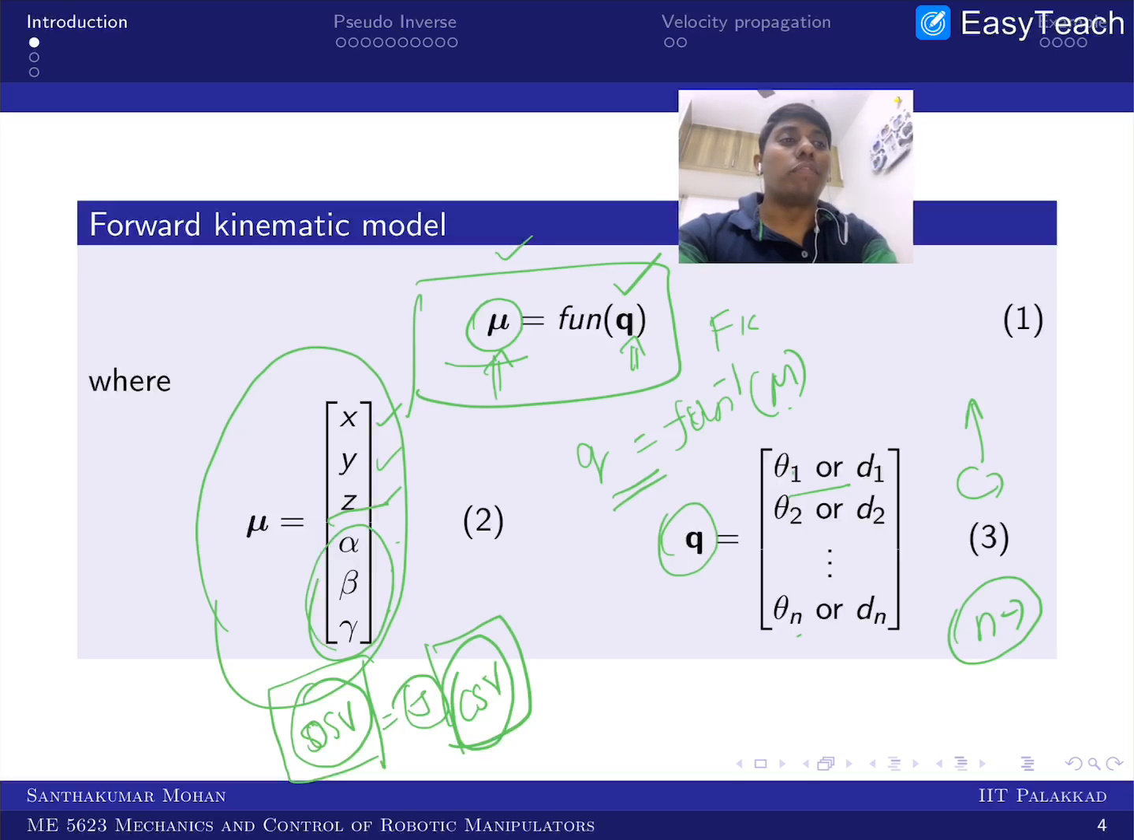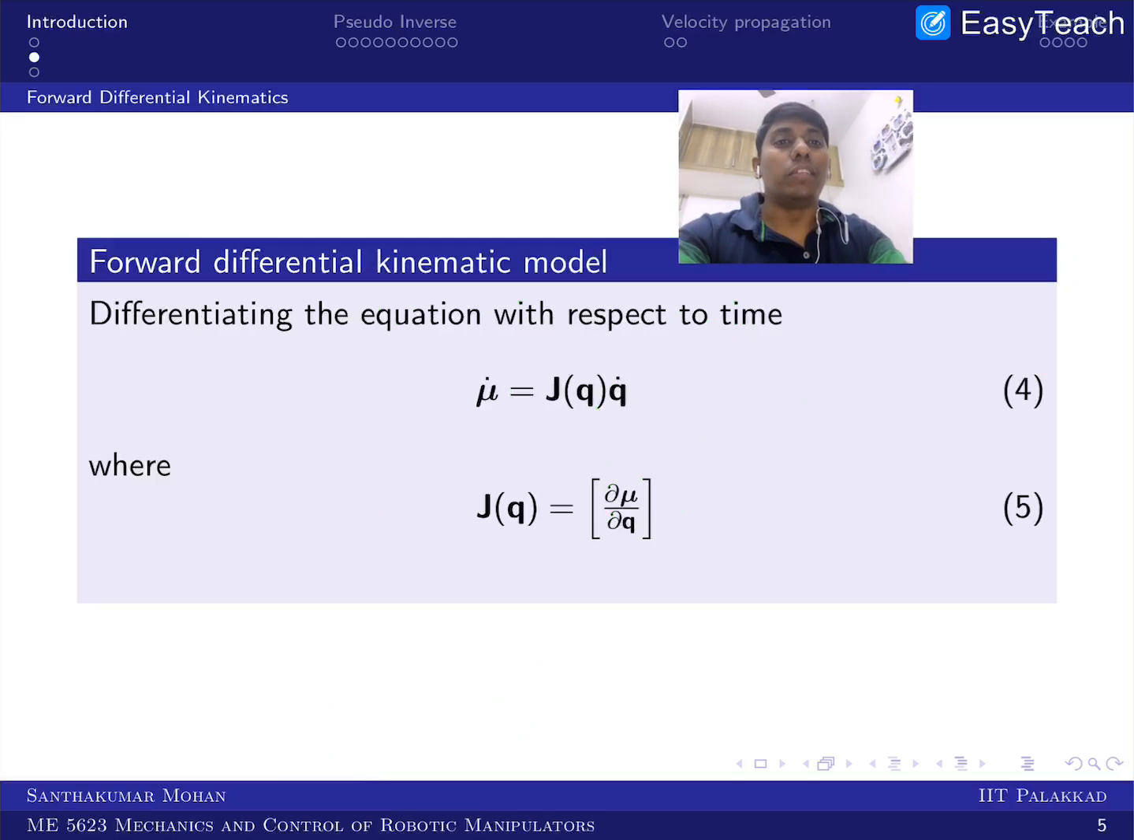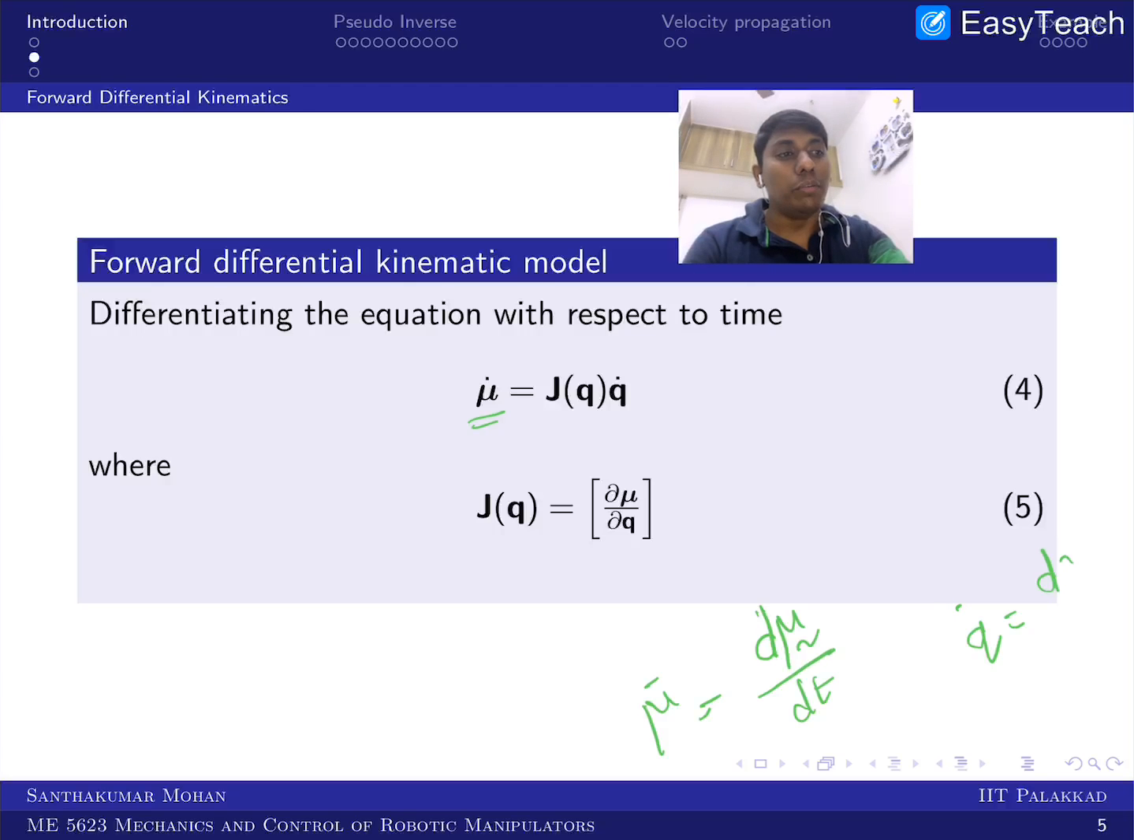In the sense, what we are trying to do is differentiate equation 1. You can see that mu is a function of time and q. Then the differentiation is mu dot, which is nothing but d mu vector divided by dt, and q dot is nothing but dq vector divided by dt. So this is a vector.